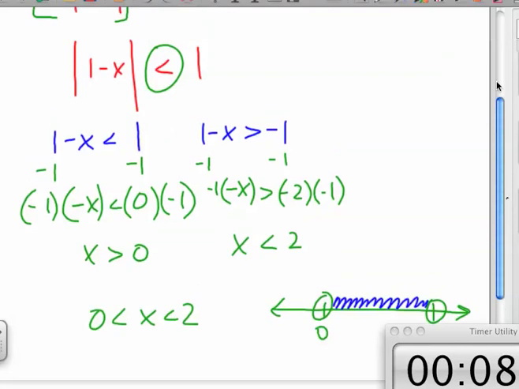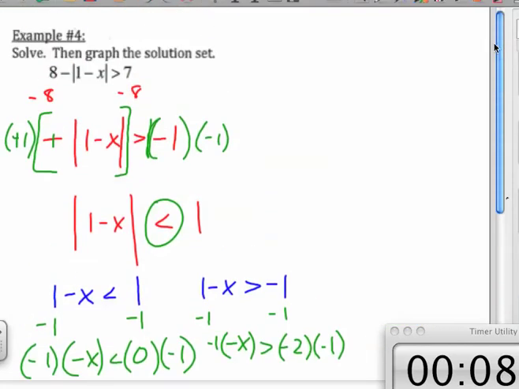1. All right, let's plug in 1 up at the beginning and just see if it works. Put in 1 up here. 1 minus 1 is 0. The absolute value of 0 is 0. 8 minus 0 is 8. And 8 is greater than 7. It works. Sure, it works.